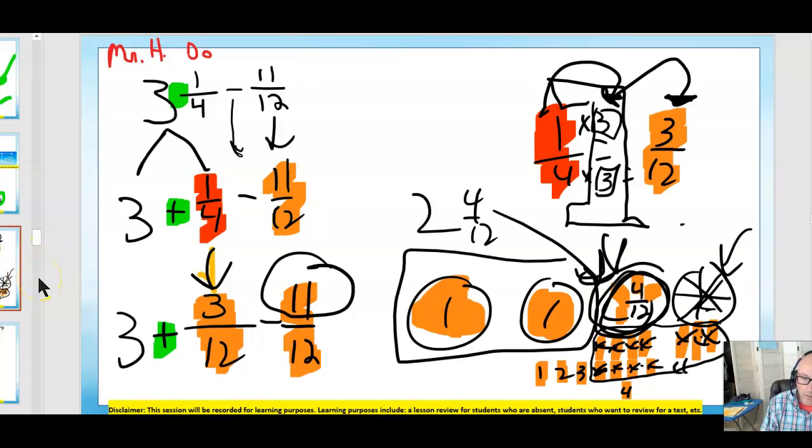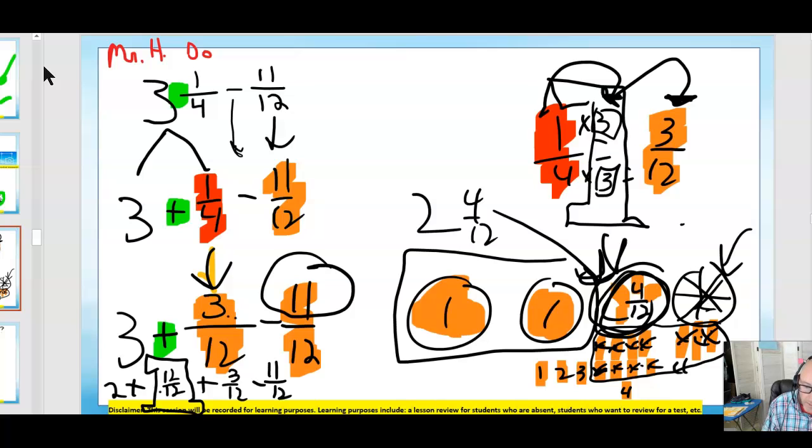You borrow 1. You split this 3 into 2 and 1, just like we did here. It's really the same as what we did in the picture. But on this one, we're going to make it a special kind of one. We're going to cut it up into 12 pieces. So that one's going to turn into a 12/12. So what we have now is 2 plus 1, a special kind of one, a 12/12 kind of one, plus the 3/12 minus the 11/12.